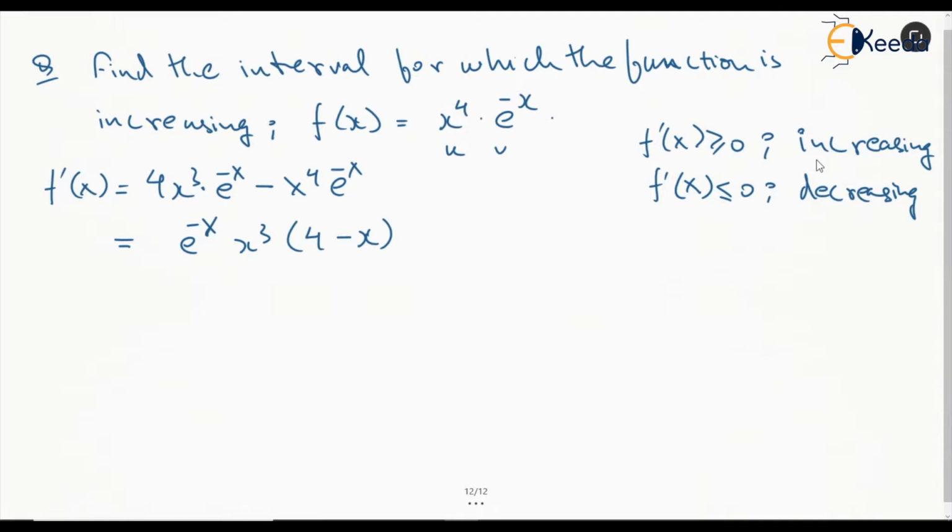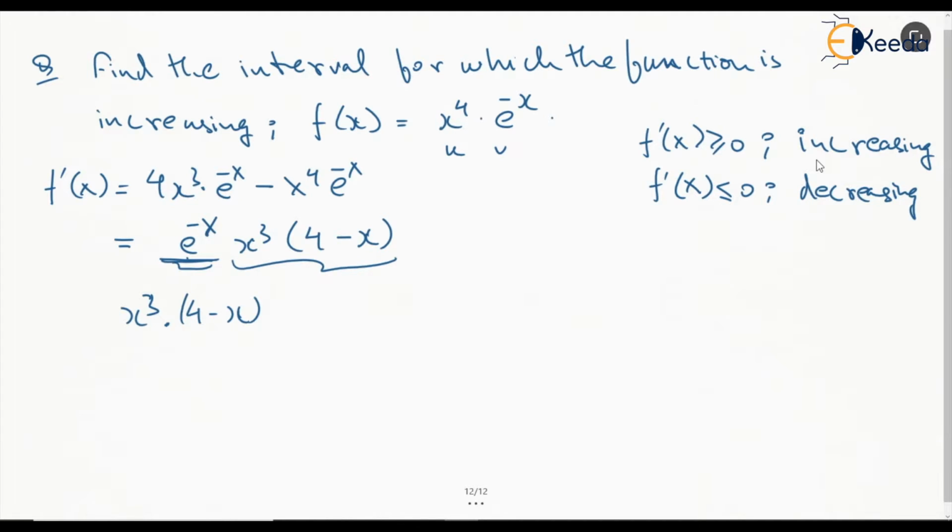Of course, we know that e to the power minus x is a non-negative value, right? It will be 0 only at infinity. So let's not take this part now. Of course, this is valid here, but this is going to be 0 at infinity and it is non-negative, so it will not have much effect on the nature of the derivative here. So let's talk about x cube into 4 minus x.